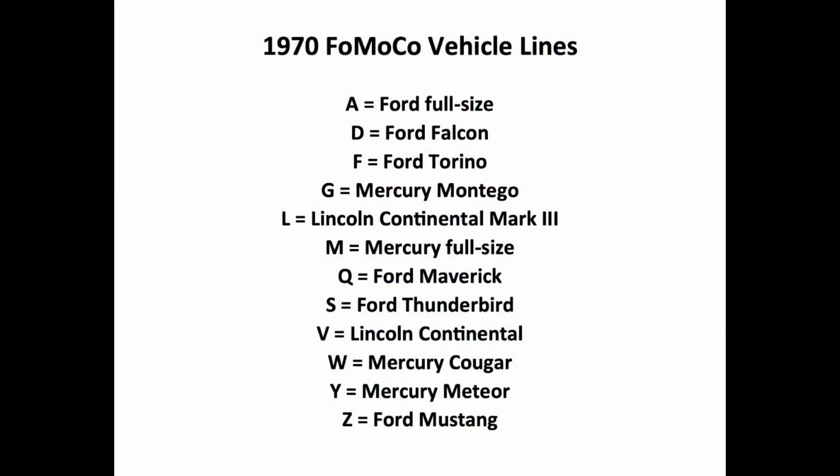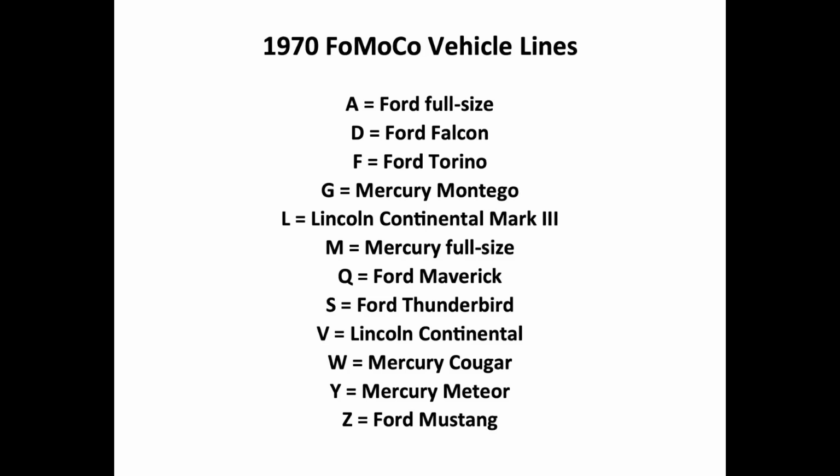Let's begin with a quick look at the 12 FoMoCo passenger car vehicle lines for the 1970 model year, which are as follows. A equals Ford full-size. D equals Ford Falcon, which was only produced until approximately December 1969, at which point it was discontinued. F equals Ford Torino, which includes the 1970 and a half Ford Falcon series, which replaced the 1970 Ford Falcon vehicle line in approximately January 1970.